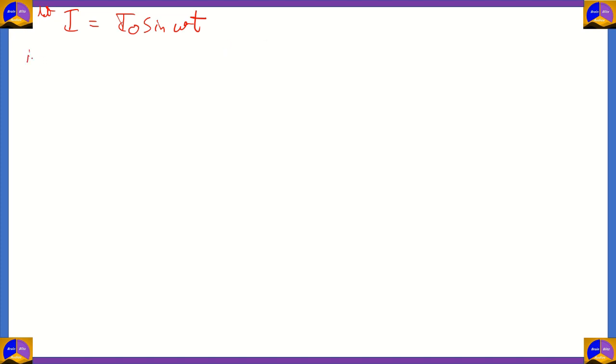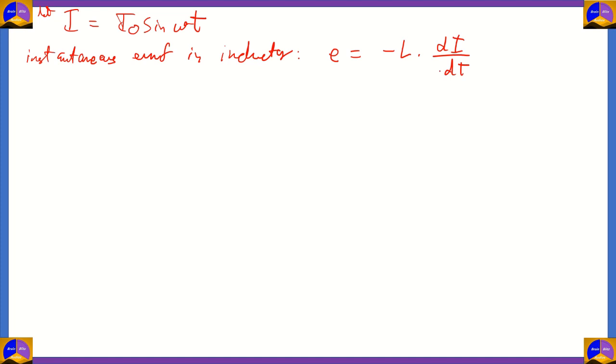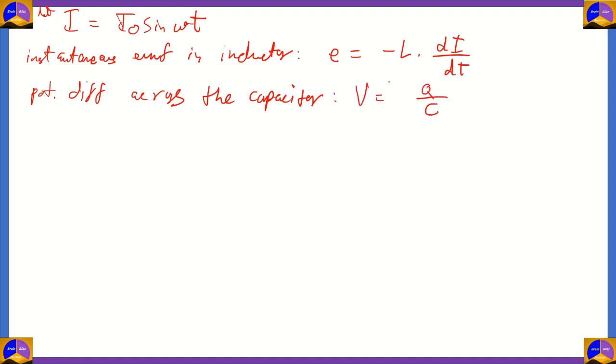So please stay attentive. The instantaneous EMF in an inductor will be given by the formula small e equals minus L times di by dt. This is present in the chapter electromagnetic induction. And the potential difference across the capacitor is given as V equals Q by C. Remember chapter 2, electrostatic potential and capacitance. And the potential difference across the resistor will be given by V equals IR, the Ohm's law, which we studied in chapter 3, current electricity.